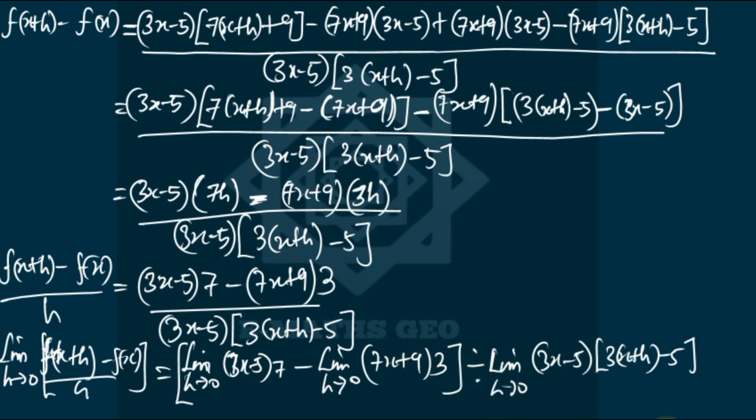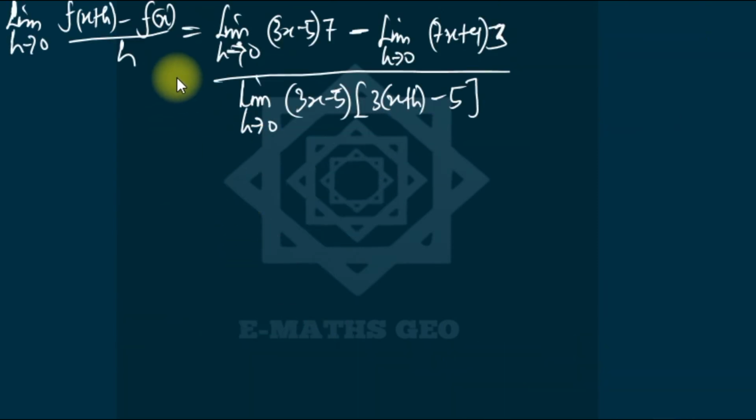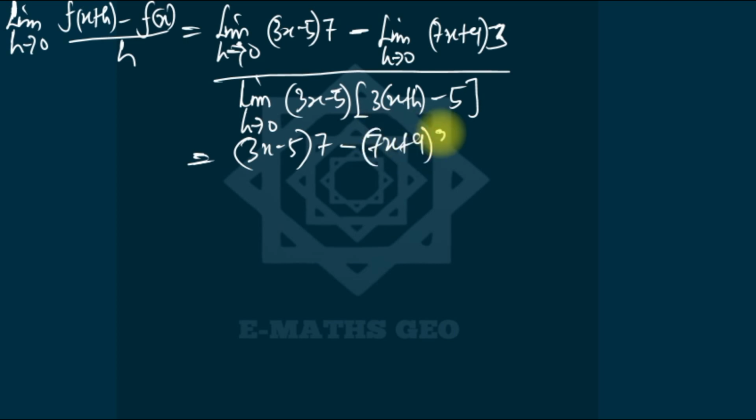So the final step. We'll simplify this. So this is like a constant, there is no h. So I have 3x minus 5 times 7 minus this like a constant, we have no h. So we have 7x plus 9 times 3 over, we substitute h is 0 here, so we have the same thing. So we have 3x minus 5 all squared.